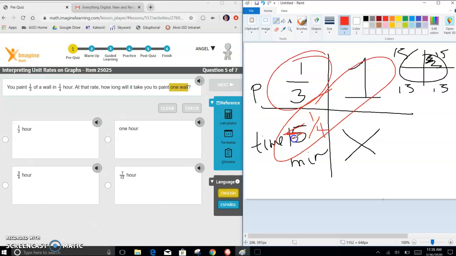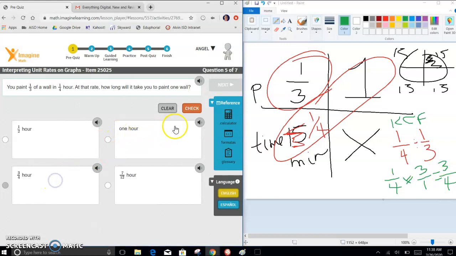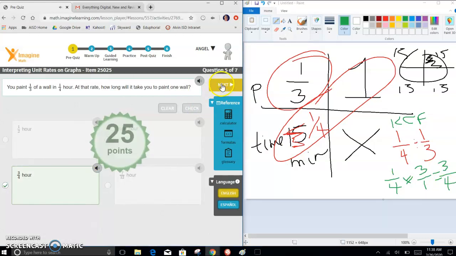1/4. Bye-bye, 15. So 1/4 times 1 is just 1/4. And then I want to divide by 1/3. So division rules tell me to keep, change, flip. So I have 1/4 times 3 over 1, which gives me 3/4 in the end. There's my 3/4. Check.